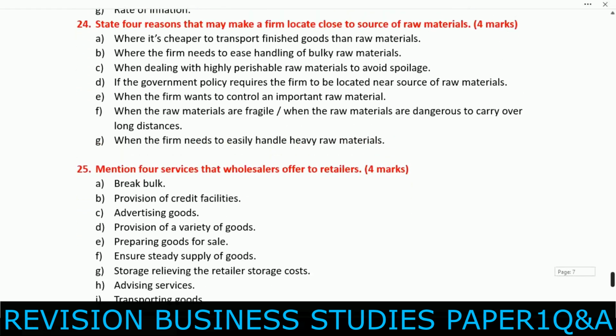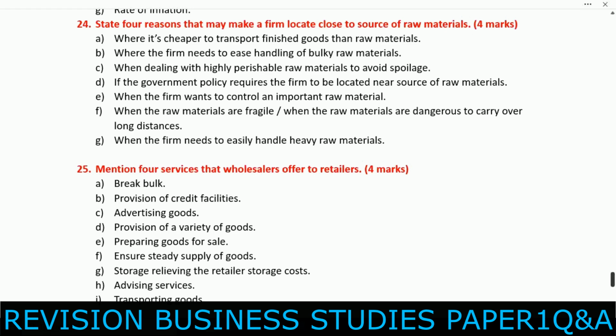Go to question number 24. We are told state 4 reasons that may make a firm locate close to source of raw materials. Why can some firms locate close to where they get the raw materials? Number 1, where it's cheaper to transport finished goods than raw materials. Next, where the firm needs to ease handling of bulky raw materials. Next, when dealing with highly perishable raw materials to avoid spoilage. Next, if the government policy requires the firm to be located near source of raw materials. Next, when the firm wants to control an important raw material. Next, when the raw materials are fragile, or dangerous to carry over long distances. Next, when the firm needs to easily handle heavy raw materials.